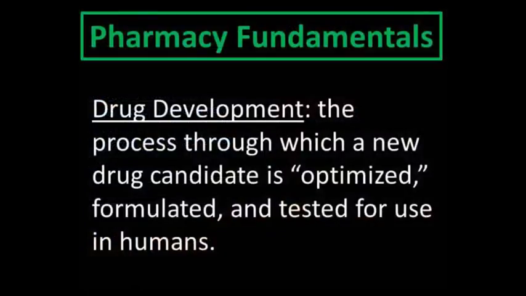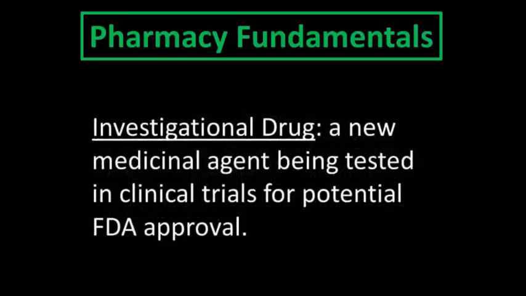Drug development is the process through which a new drug candidate is optimized, formulated, and tested for use in humans. An investigational drug is what we're using throughout this process. So when we enter phases 1, 2, and 3, we are using drugs that we're now going to be calling investigational drugs. And these are new medicinal agents being tested in clinical trials for potential FDA approval.